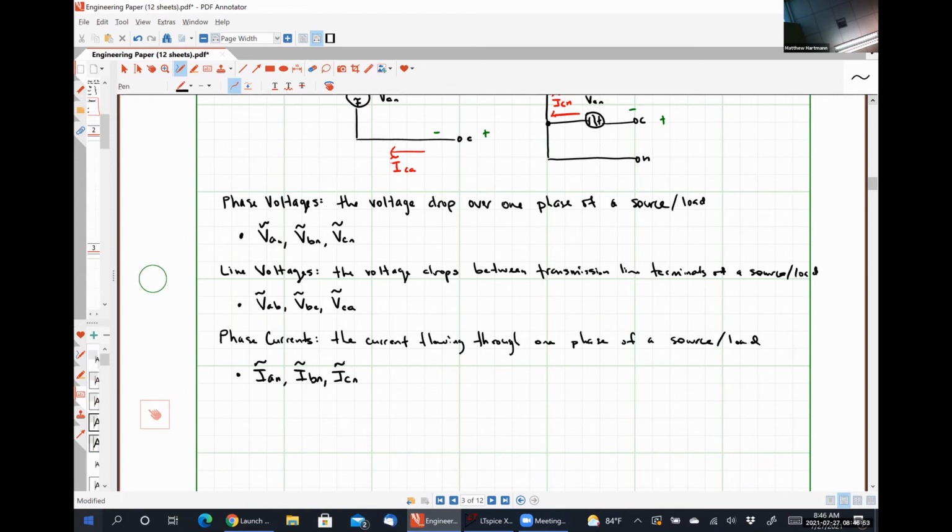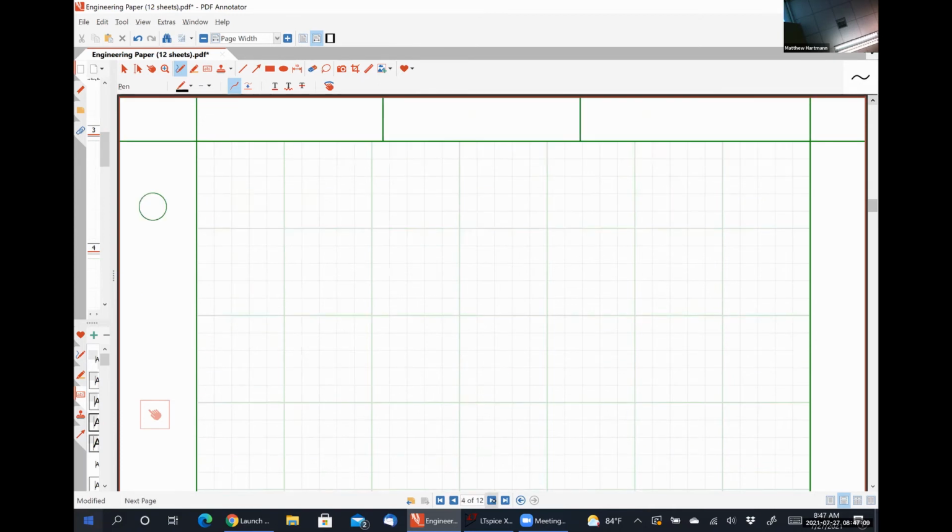So before I move on to the next source configuration, are there any questions? All right. So we're now going to talk about delta connected sources.